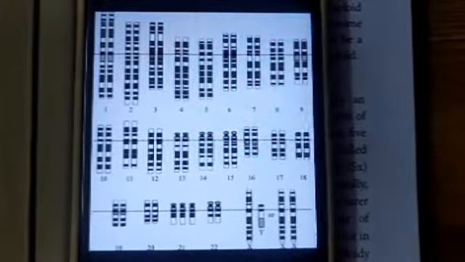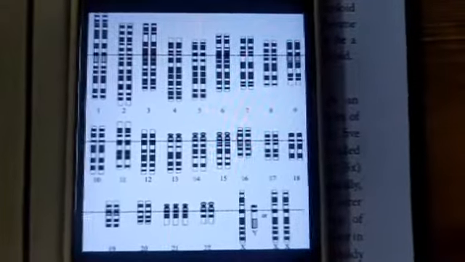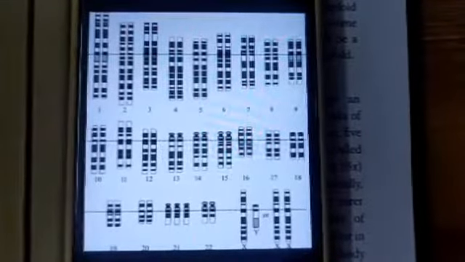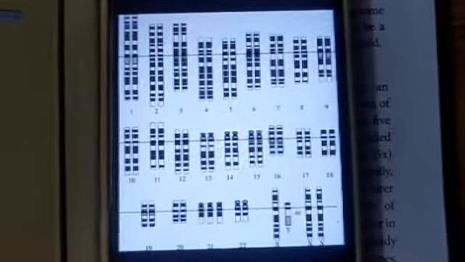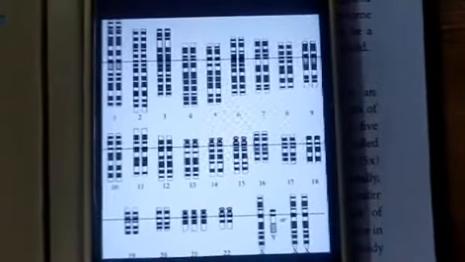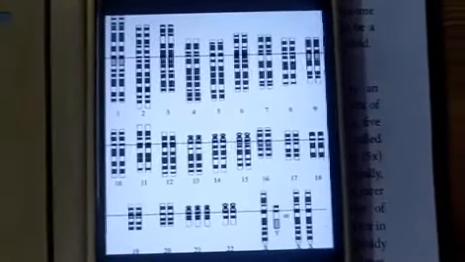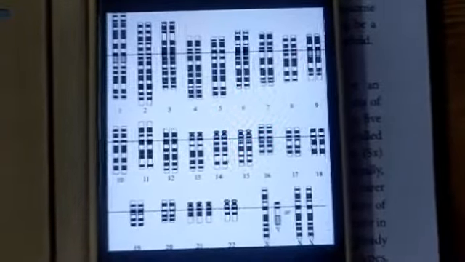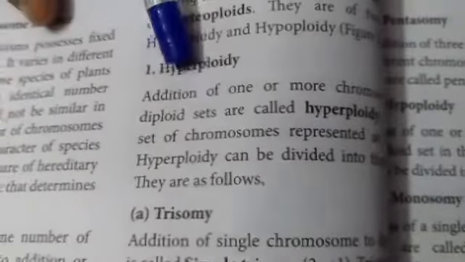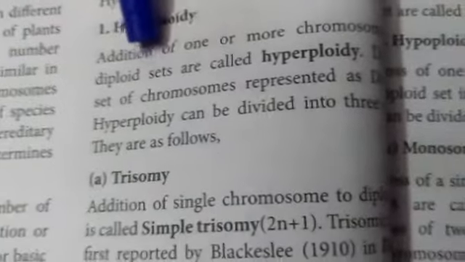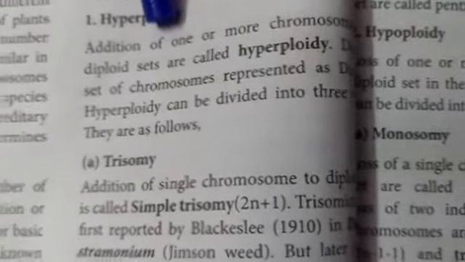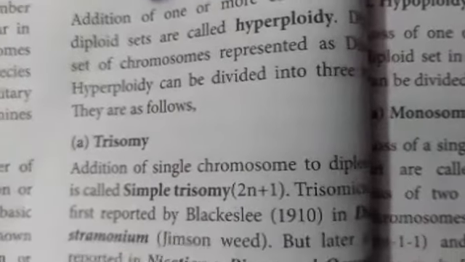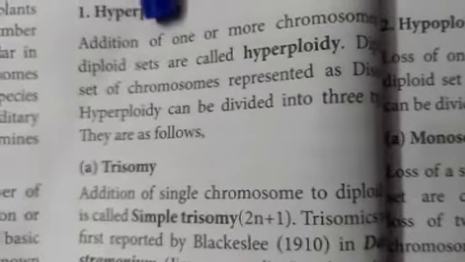Such organisms are also known as aneuploids or heteroploids. The aneuploids are again classified into two types: hyperploidy and hypoploidy. The term hyper represents high in number. The addition of one or more chromosomes to the diploid set is called hyperploidy. For example, to the 46 chromosomes in human beings, one chromosome is added or two chromosomes are added, and it is called hyperploidy.